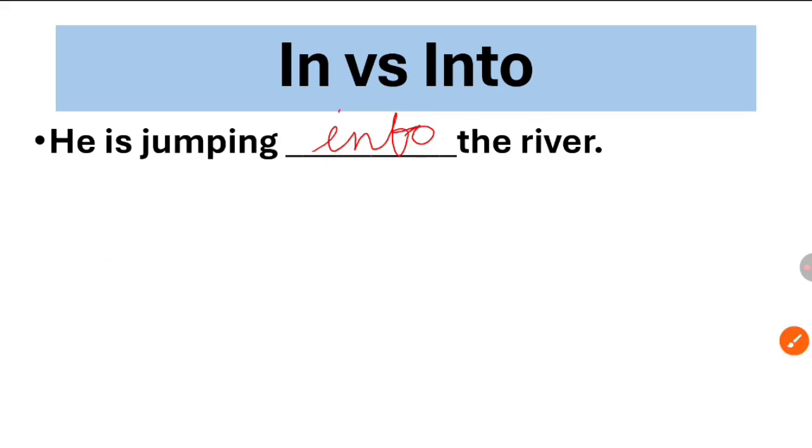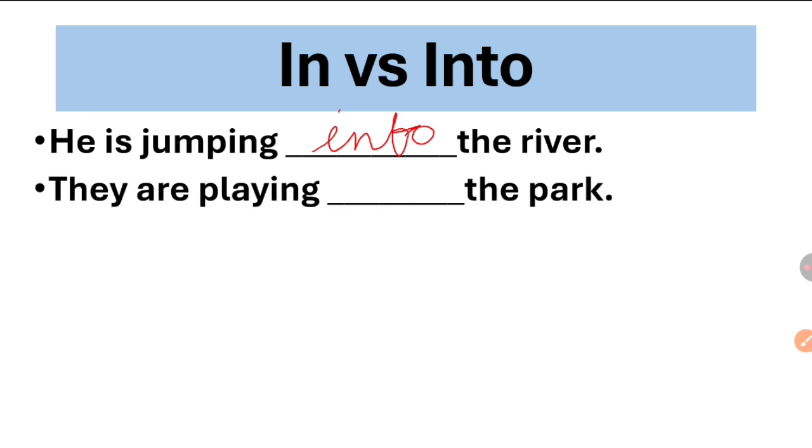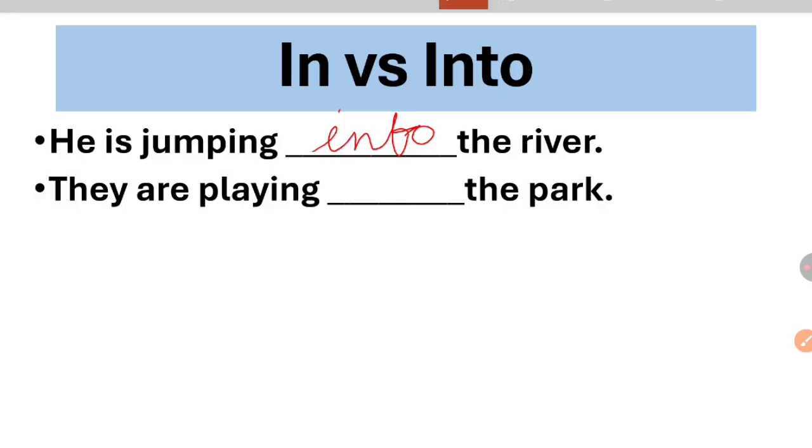You got it? Now let's take the second sentence, that is: they are playing blank the park. So in the park or into the park? So here what do you think? The correct answer here will be in. The reason I have already explained, but I will tell you again. The reason is that it indicates a position within something, or it is often used with static location. So this is showing static location.